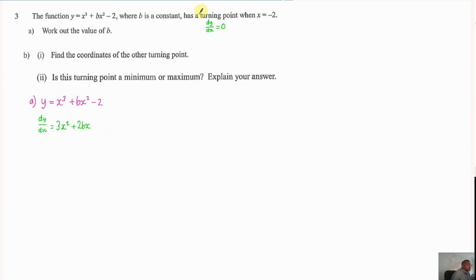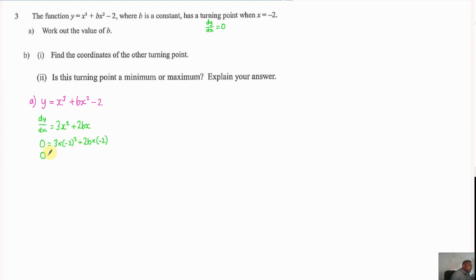Okay, we know that at the turning point, when dy/dx equals 0, x equals minus 2. So if I substitute in x as minus 2, I can now figure out what b is. So 3 times (minus 2) squared plus 2b times (minus 2). And again, notice how I wrap my negatives in brackets.